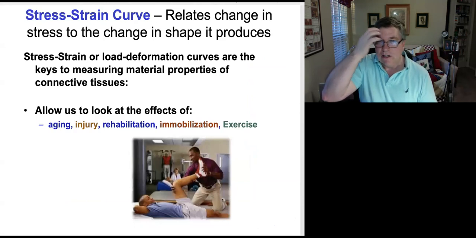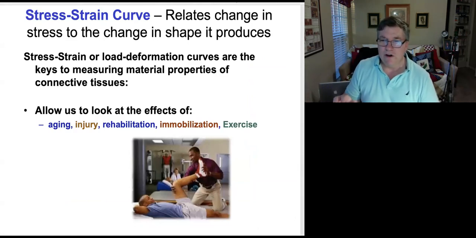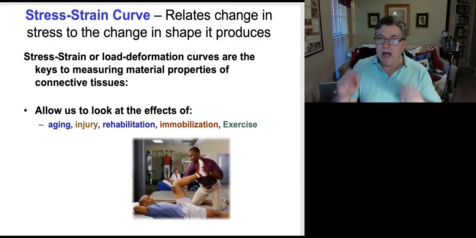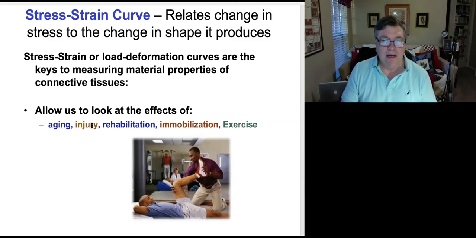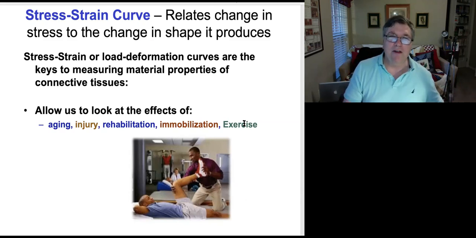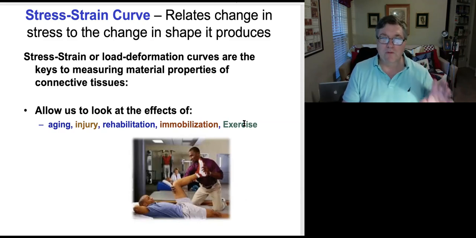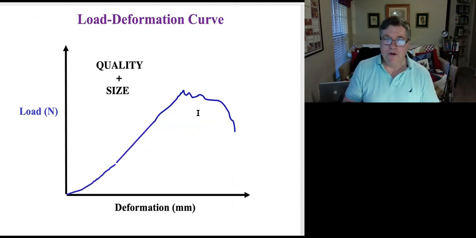All right, so stress-strain curves and load deformation curves are ways we can measure and talk about material properties. What they're going to allow us to do is make some comparisons so we can talk about the effects of aging, injuries, rehabilitation, immobilization, the effect of exercise training, either as a preventative measure to actually strengthen bones and tendons and ligaments and prevent orthopedic or sports medicine related injuries, or during rehabilitation where we're trying to reattain our material properties. And that's really what we're trying to do.